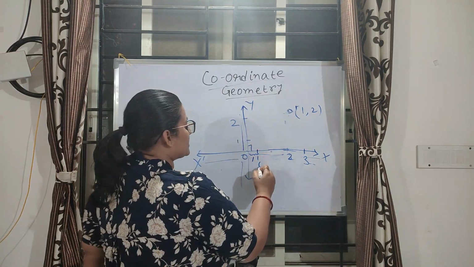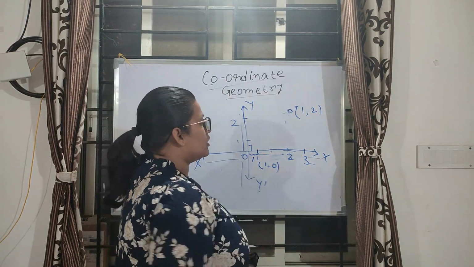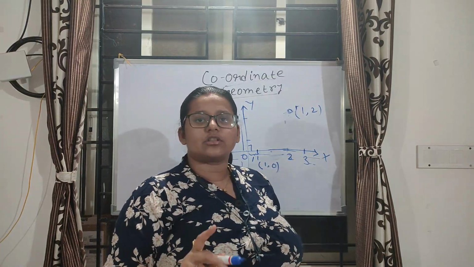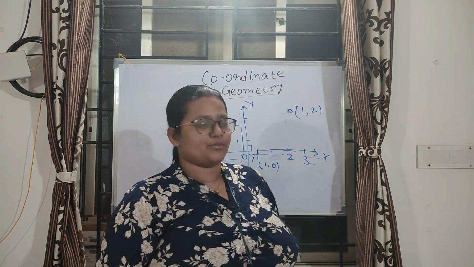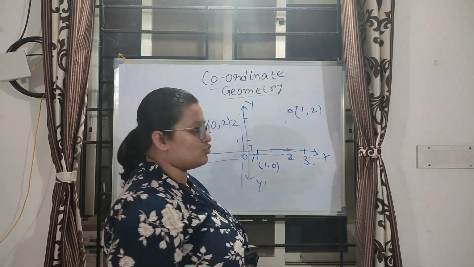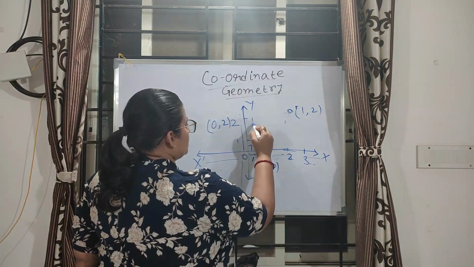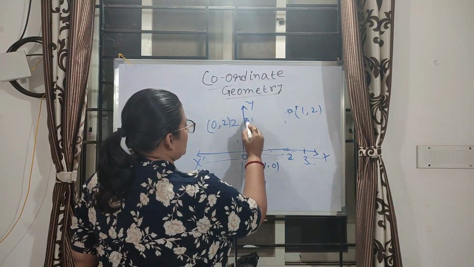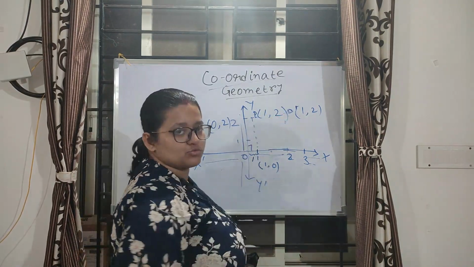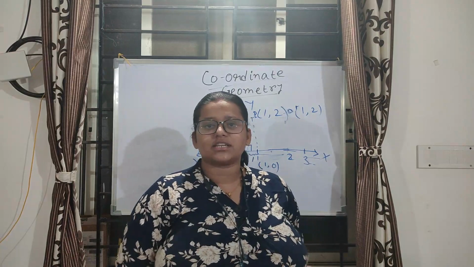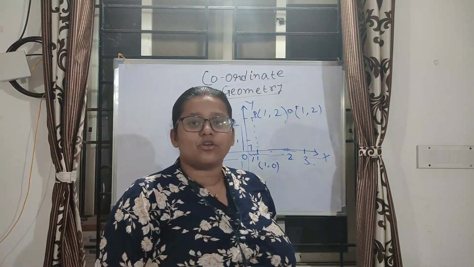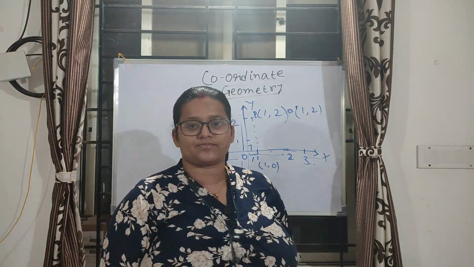Any point on the x-axis will be like (1, 0) because on the x-axis the y value is always 0, and on the y-axis the x value is always 0. So (1, 0), and on the y-axis it will be (0, 2). So draw the lines. This is (1, 0) and this is (0, 2). Their intersection point is P (1, 2). So this is the representation of any point, meaning any coordinate in a rectangular system.